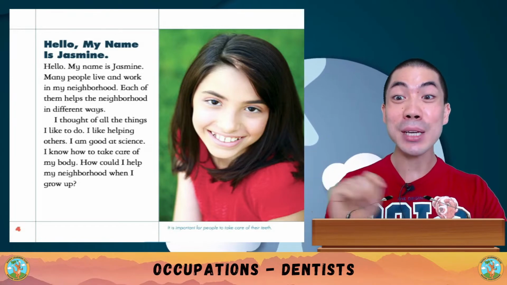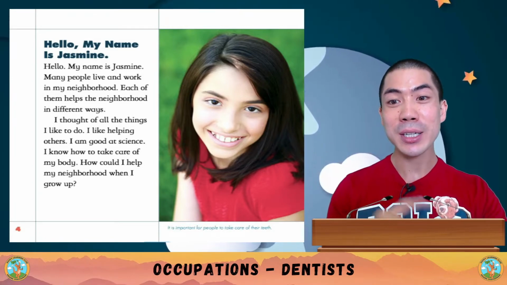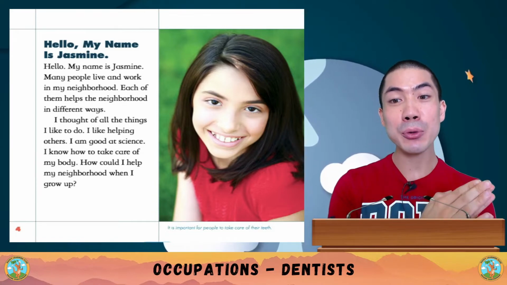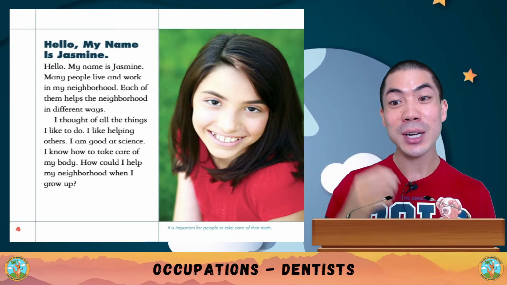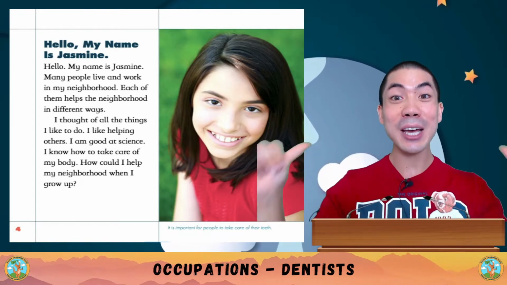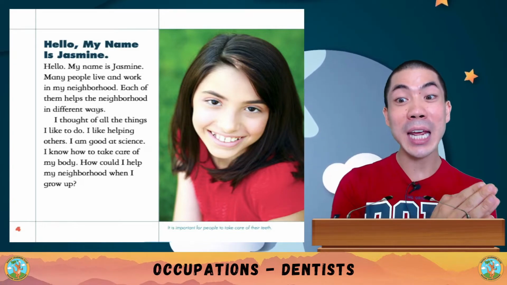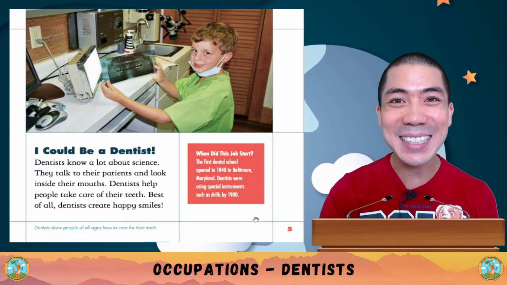Hello, my name is Jasmine. Many people live and work in my neighborhood. Each of them helps the neighborhood in different ways. I thought of all the things I like to do. I like helping others. I am good at science. I know how to take care of my body. How can I help the neighborhood when I grow up? I know. I could be a dentist.